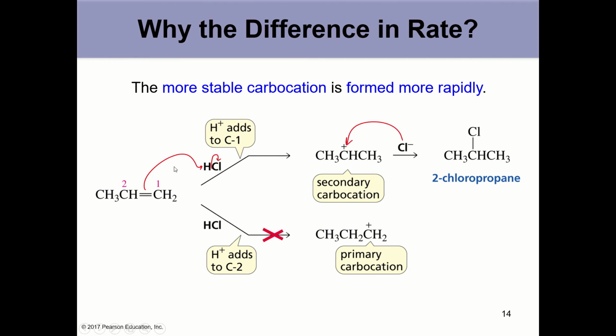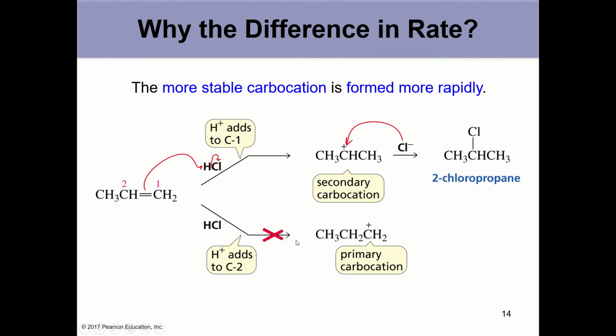If our hydrogen adds at C1, we form a secondary carbocation. So the hydrogen adds to the carbon that is bonded to more hydrogens. That forms the secondary carbocation. However, the other option that you would consider would be that the hydrogen adds to the carbon with fewer hydrogen bonds. And in that case, that would form a primary carbocation.